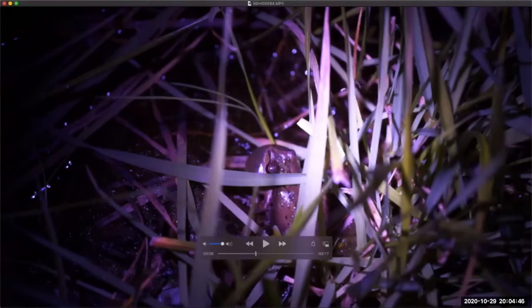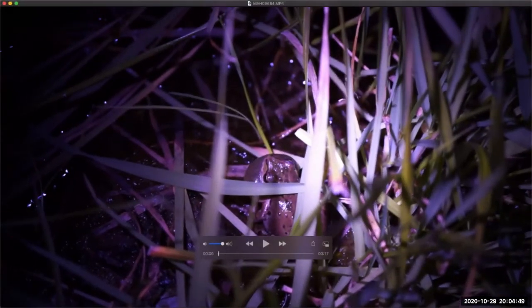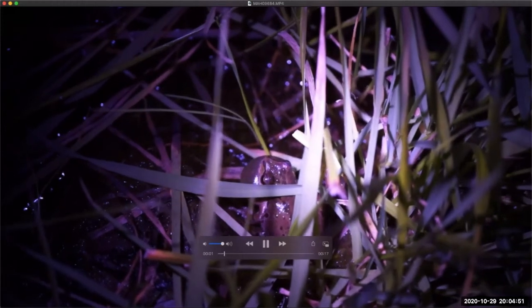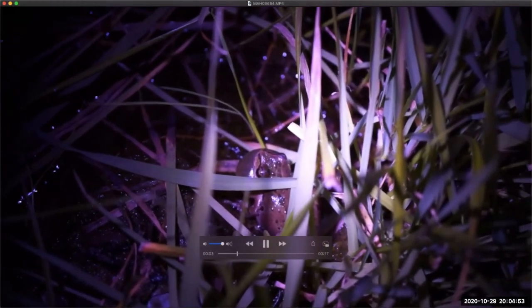No, we already saw you. Okay. Yes. Okay. Can you see a cute tree frog? Yes? Awesome.